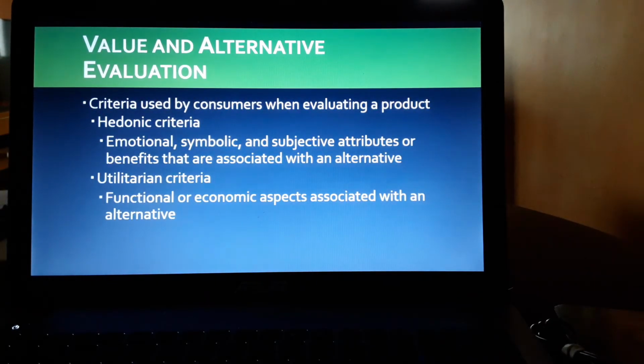So value and alternative evaluation. Those are different criteria that people use to evaluate a product. Again, we go back to hedonic criteria versus utilitarian criteria. What is it they're looking for? If you need a hotel, you're going to stay at a Motel 6 versus a high-end luxury hotel. What is it that you're looking for? And how does that compare to the other product that you're thinking about getting?